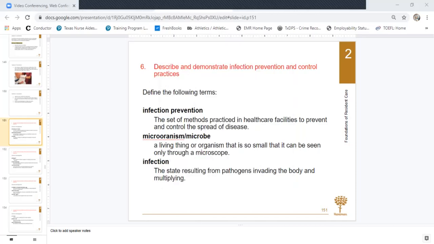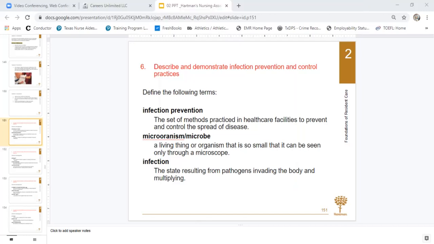All right, so again, understand what infection prevention is: sets of methods that we practice in facilities. It's not just one thing, but multiple things that we need to always keep in mind and keep practicing. These microorganisms are not all bad. We have bacteria on our skin, in our mouth for sure, and a lot of bacteria inside our gut. We always have bacteria.